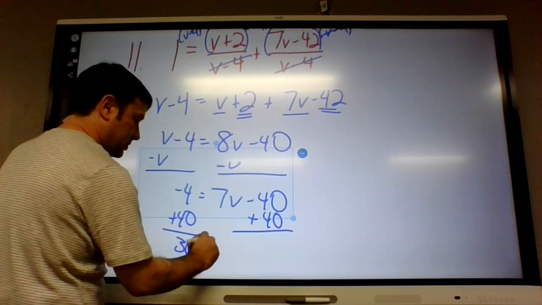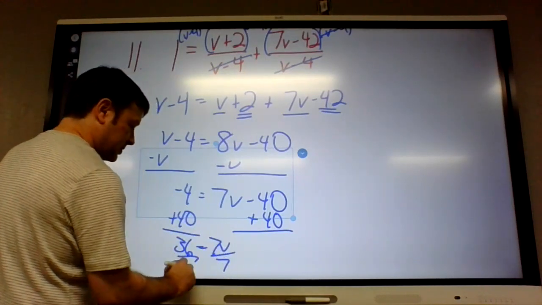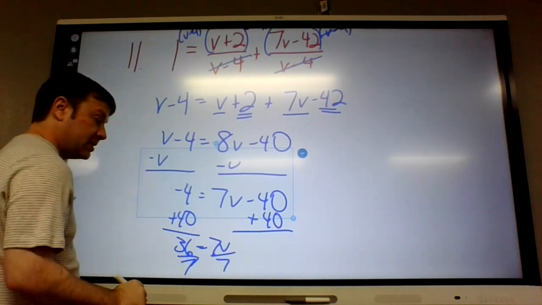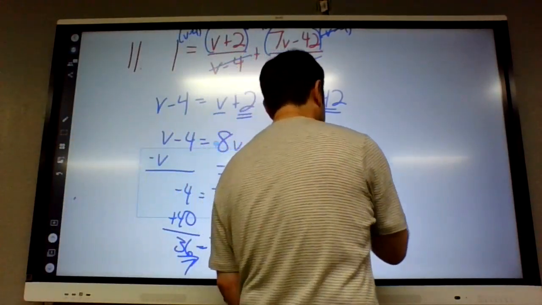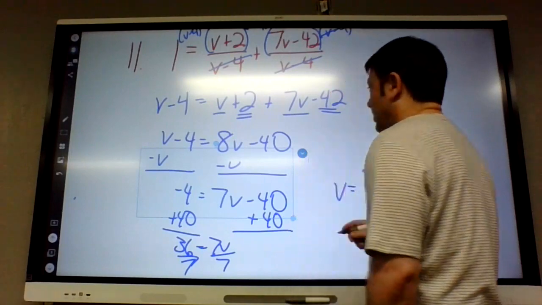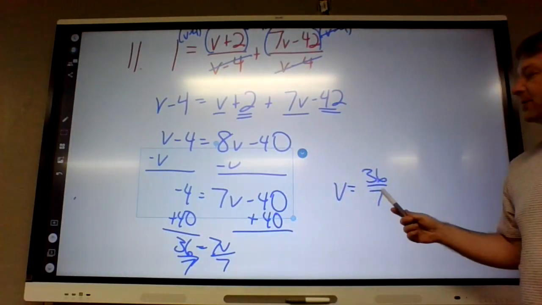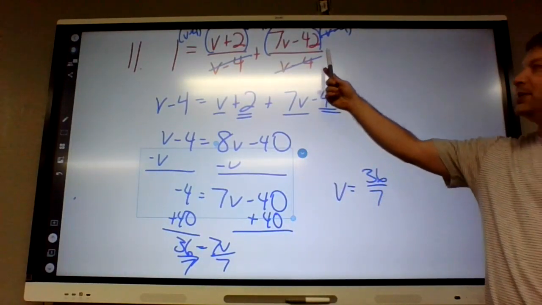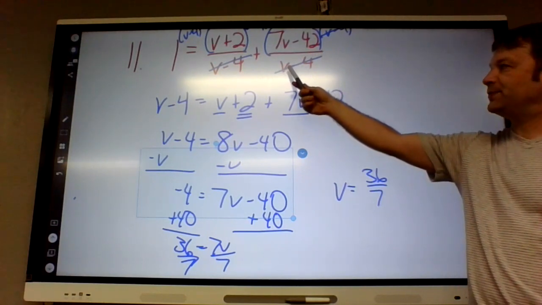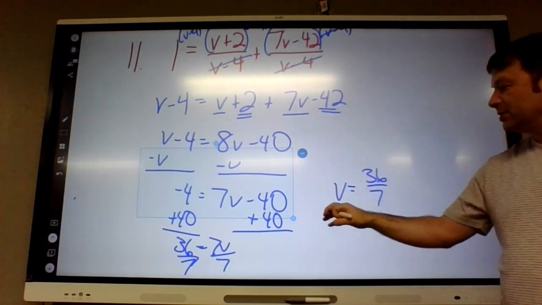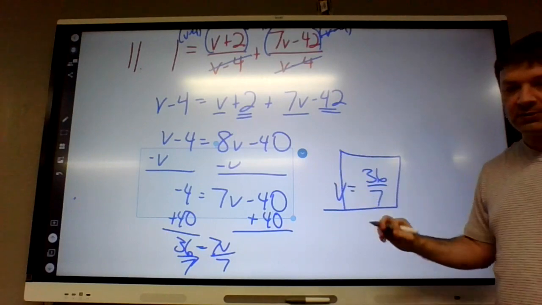So, because 36 does not divide by 7. Okay, and remember, we can't use an answer that makes the denominator 0. So in this case, V cannot equal 4, which is definitely not what we got, so that's okay.